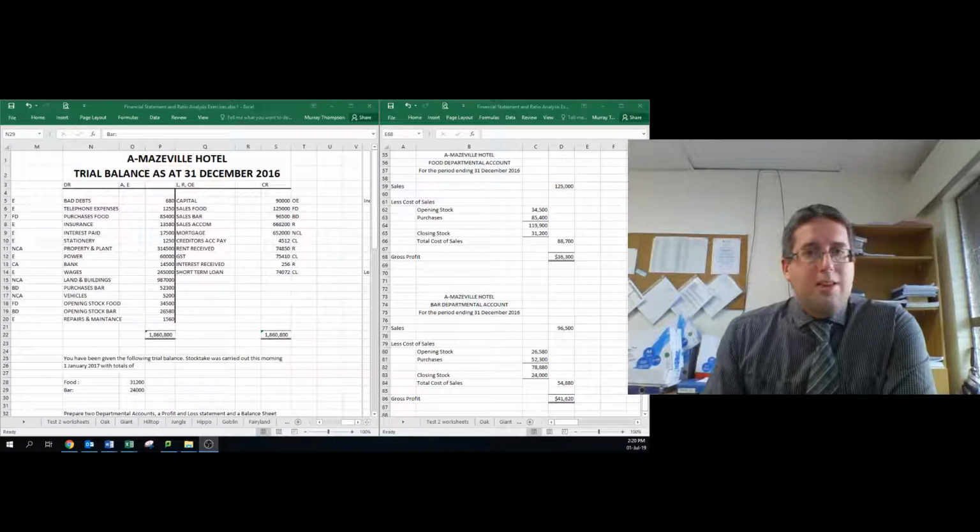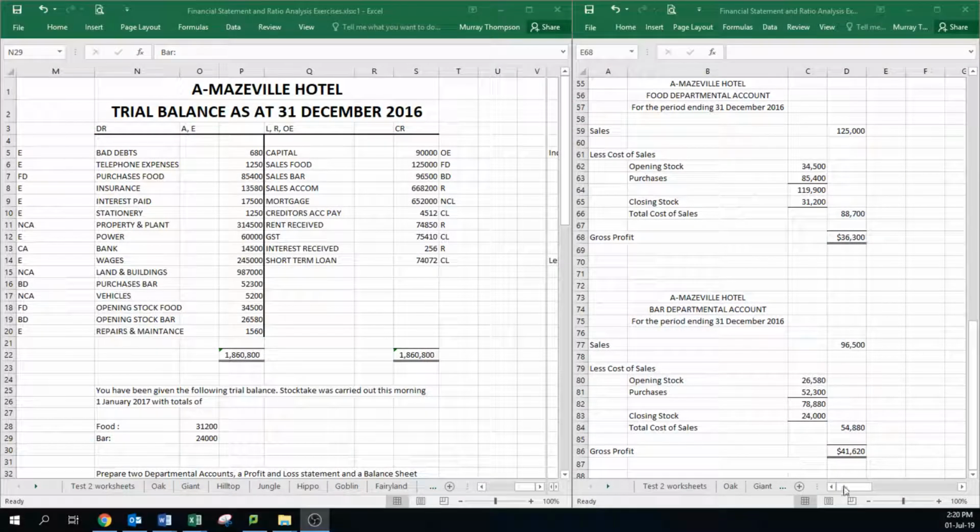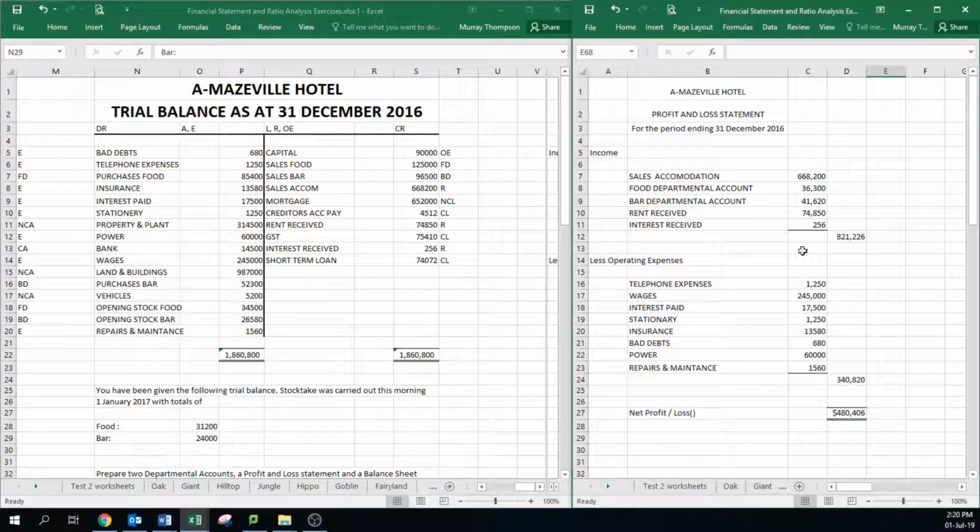Now, the next one is getting into the income statement or the profit and loss statement. I will have a few warnings, which I'll tell you about, but here we go. So the profit and loss statement or the income statement, it's got income there, but that is all our revenue items. So any other revenue items that we haven't used, we use now.